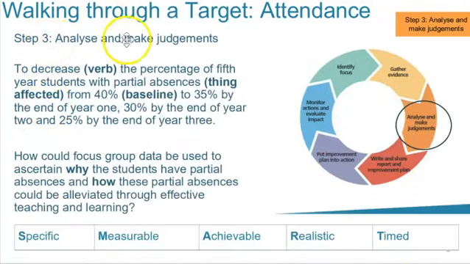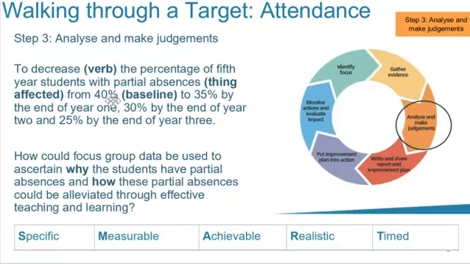Step 3, analyze and make judgments. So the target we have created from the previous 2 slides is to decrease the percentage of fifth-year students with partial absences from 40%. So again, the verb was to decrease. The thing affected was the percentage of fifth-year students with partial absences, and the baseline was from 40%.